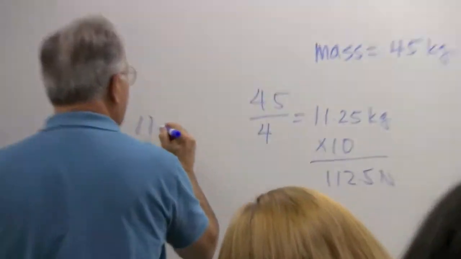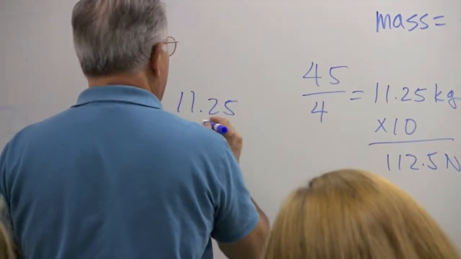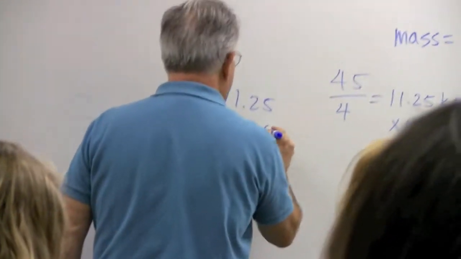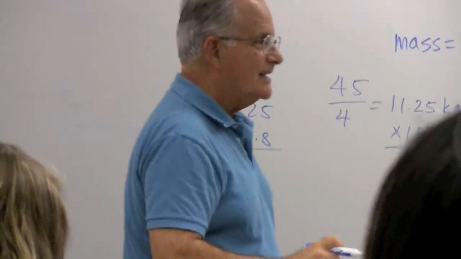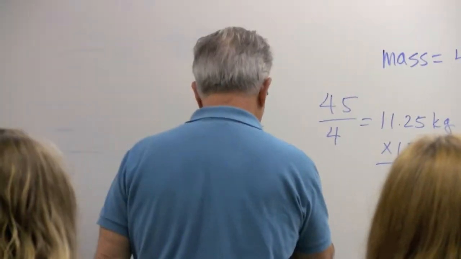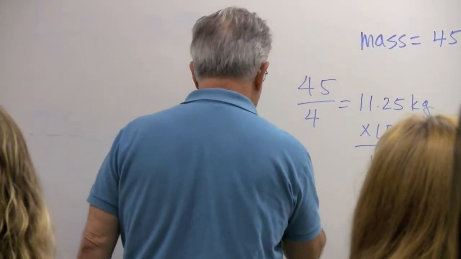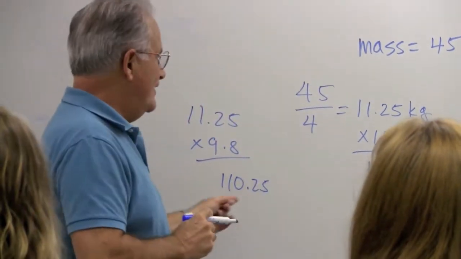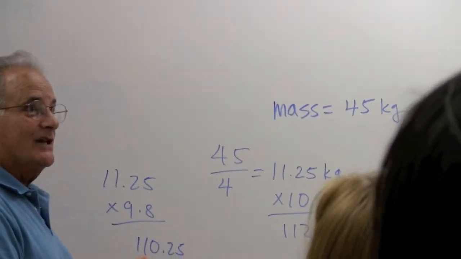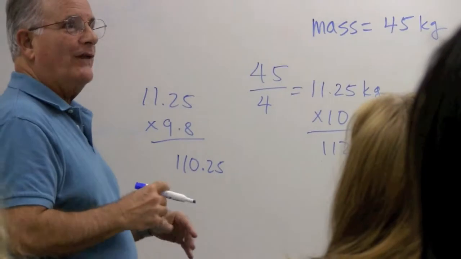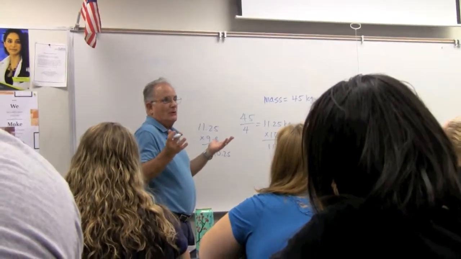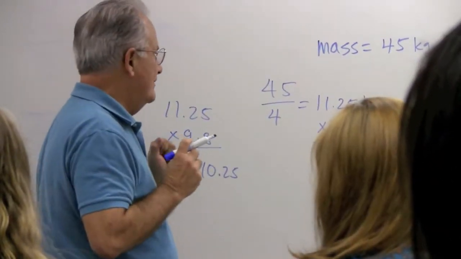In this case, if you use 9.8, then it would be 11.25, and you would multiply that by 9.8, and that's 110.25. So when you have the test, if you had something like this on the test, from my answer key, I'll have both answers. So either one will work if you do that.